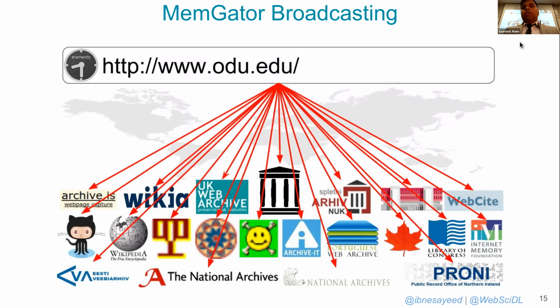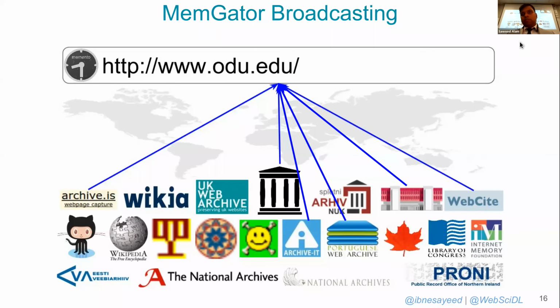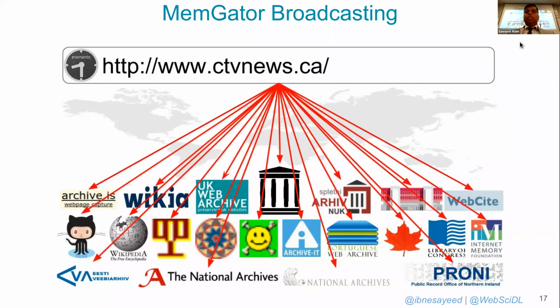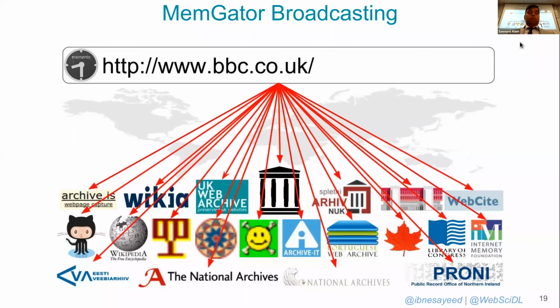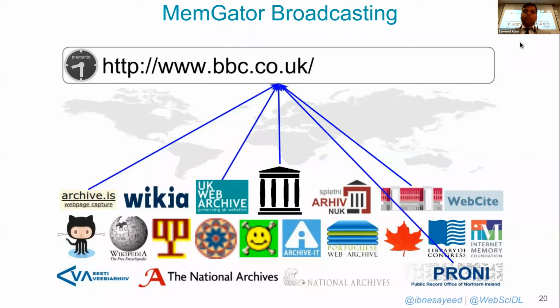So the MemGator tool that I demonstrated, let's describe how it works underneath. It has a list of known web archives underneath. And every time you query MemGator, it asks every archive. So basically it broadcasts that, and a few will return with good results. You change the URL, you look for ctvnews.ca. It asks every archive again, and a few responded. A third URL, same story. So this sounds very wasteful.